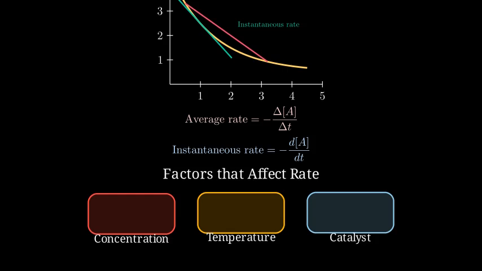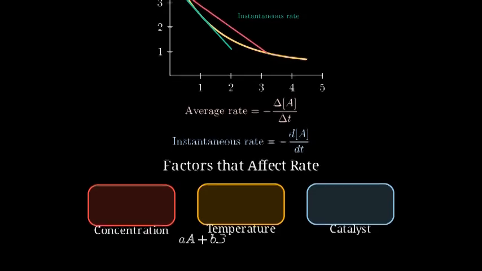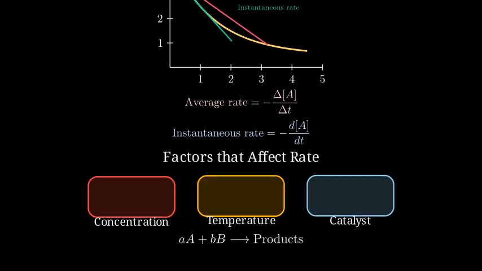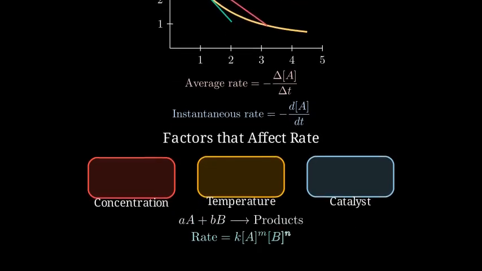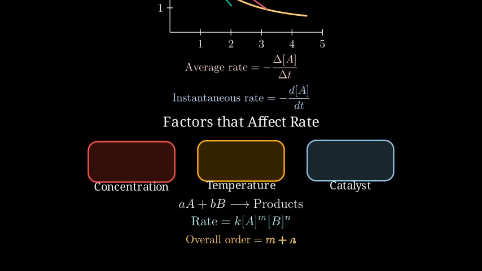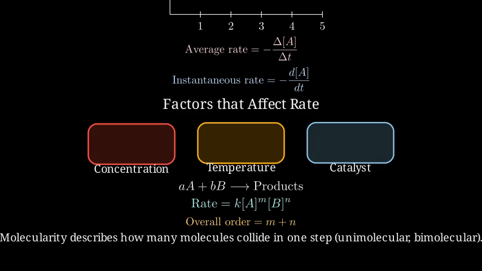Now we can talk about order and molecularity. Consider a reaction A plus B forms products. The experimentally determined rate law looks like rate equals k times concentration of A to the power m times concentration of B to the power n. The overall order is the sum m plus n, and it tells us how the rate depends on concentrations. Molecularity refers to how many molecules collide in the elementary step, which is either unimolecular or bimolecular.